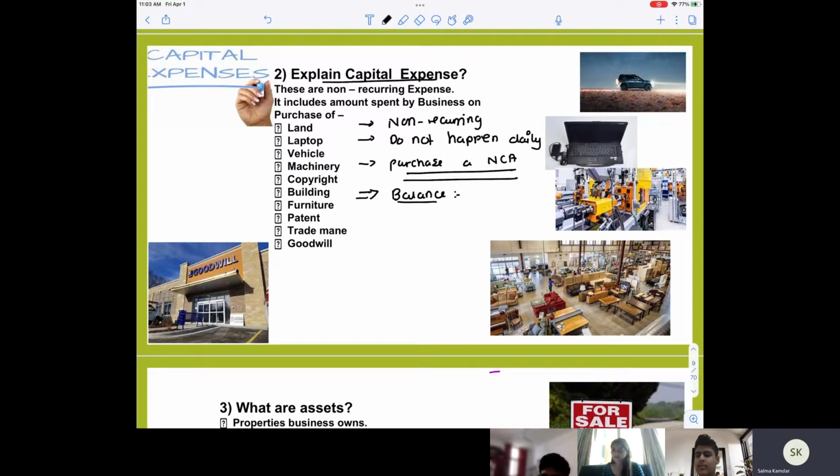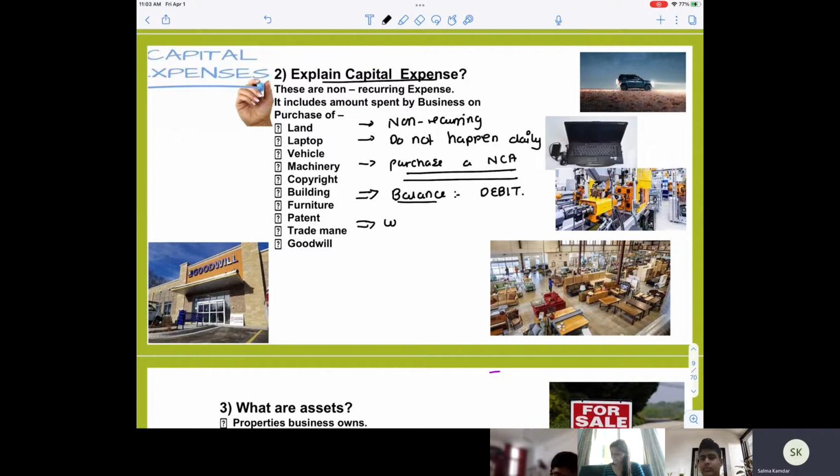Jonathan, what is the balance of capital expenditure? Credit. Jonathan, what is the golden rule? Debit all expenses and losses. Credit all incomes and gains. What is this, Jonathan? Expense. So what will be the balance of capital expenditure? Debit. Okay. So debit all expenses and losses, credit all incomes and gains.